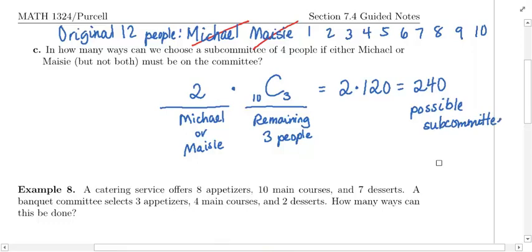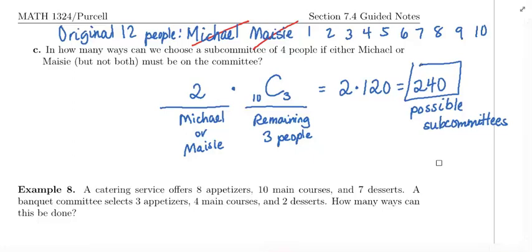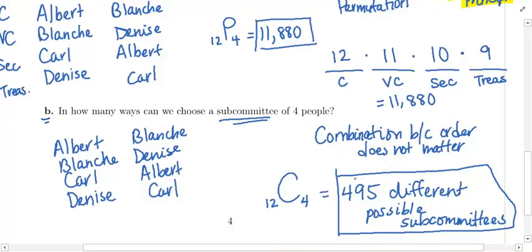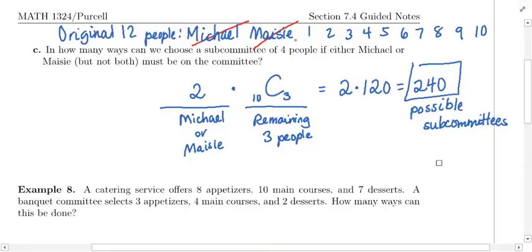Does this make sense? Remember in part B, we had to find the total number of subcommittees. If we had 12 people to choose from and put them in subcommittees of 4 people, what was the total number of subcommittees that could be formed? We got 495 different possible subcommittees. So if we put this extra condition on there that Michael or Maisie has to be on the committee, but not both, it should narrow this 495 down. And it did, because now there are only 240 possible subcommittees.